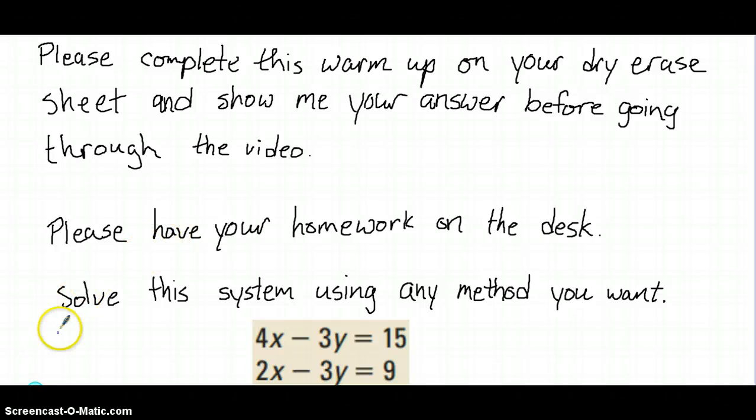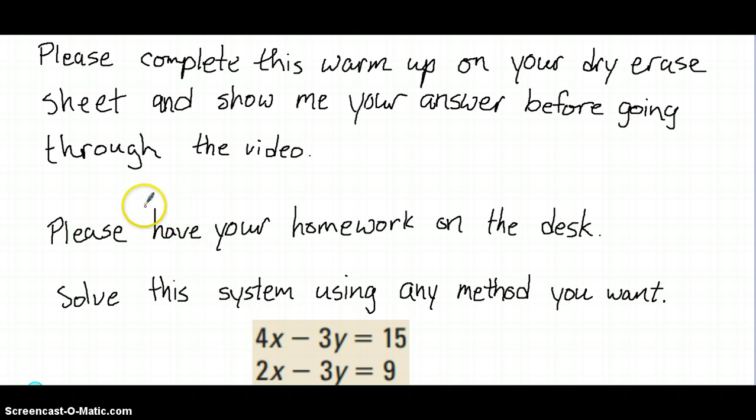Alright guys, here's the start of the second math video. So I want you guys to complete this warm-up down here on your dry erase sheet. If you're going to graph, you might want to use graph paper and do it that way. Or if you're going to use the calculator, you can show it to me on the computer or on your calculator, as long as you show me the solution to this system here.